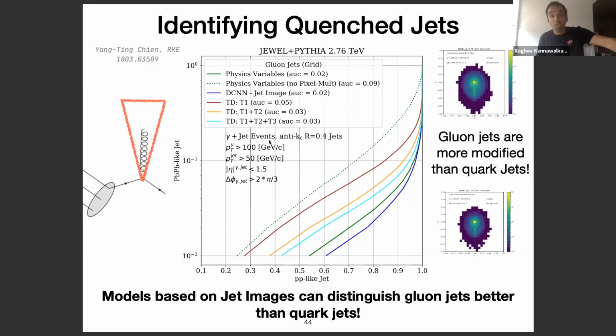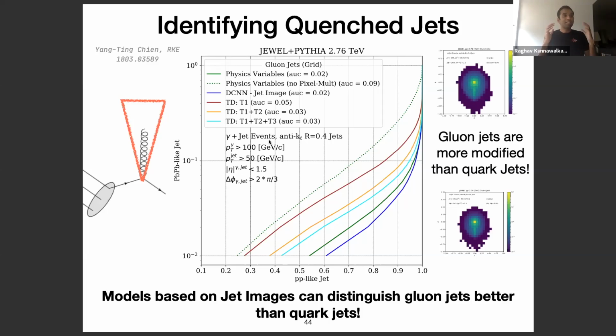And you can see the blue curve is the one that's able to distinguish the most a quenched jet versus an unquenched jet. And the blue curve comes from a deep convolutional neural network. All the other curves are doing a relatively good job, but they are still observables that we put in by hand, right? You have the physics variables, you have telescoping deconstruction, which is kind of a hybrid model. I can talk about that in a little bit more detail if you want.